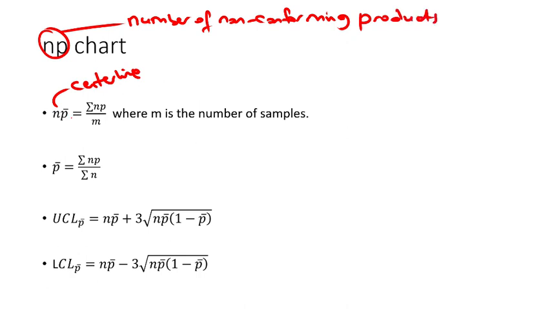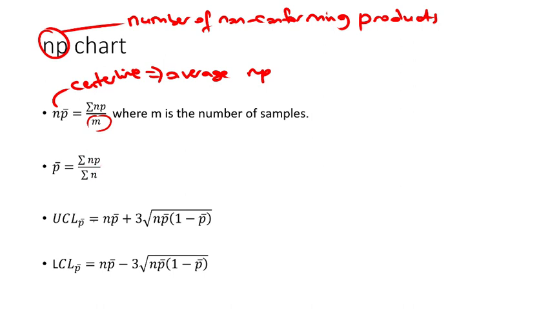This is the center line for our case. You can say that average NP, or NP bar. And then here M is the number of the samples. The p-value, the average p, is that NP divided by the n values.